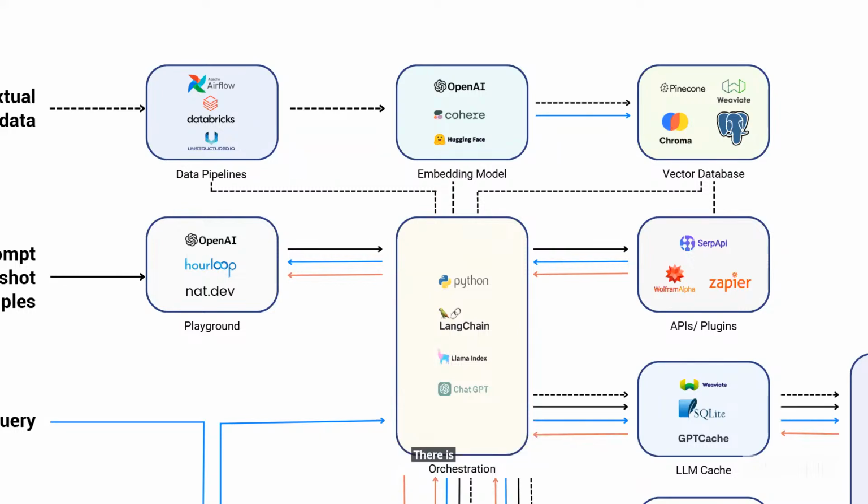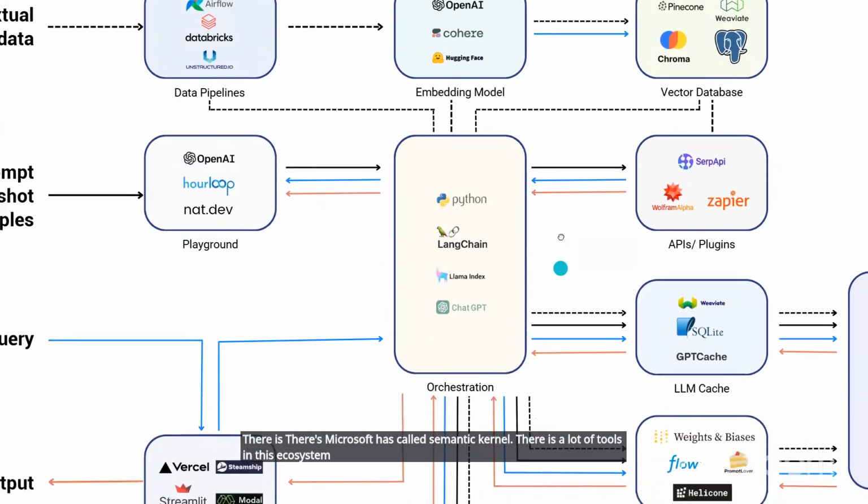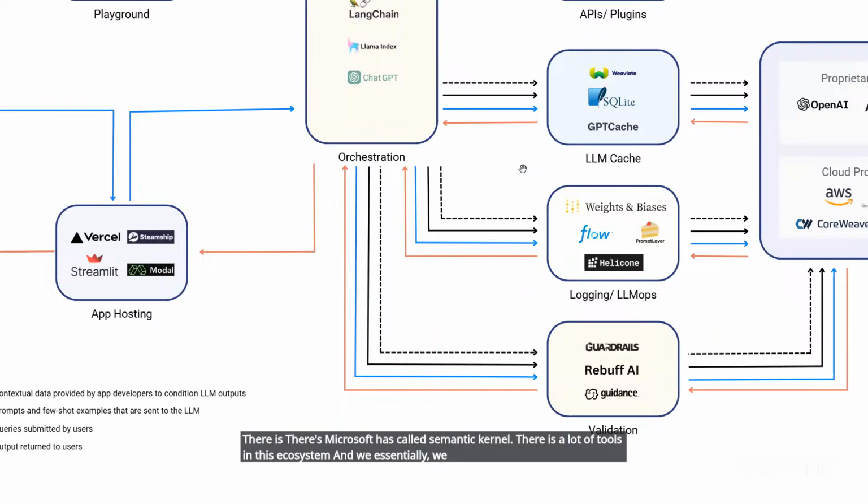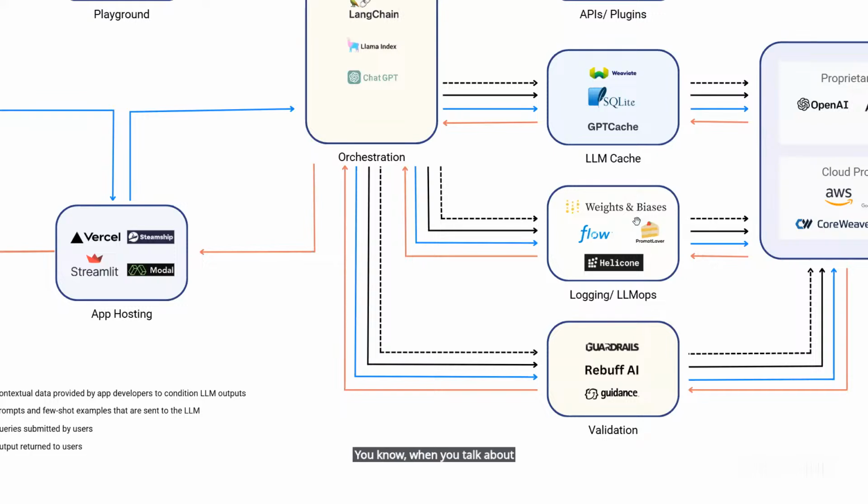Microsoft has this thing called Semantic Kernel. There are a lot of tools in this ecosystem. And we essentially cover the entire ecosystem in quite a lot of detail. When you talk about logging and monitoring, observability, as we call it, right?